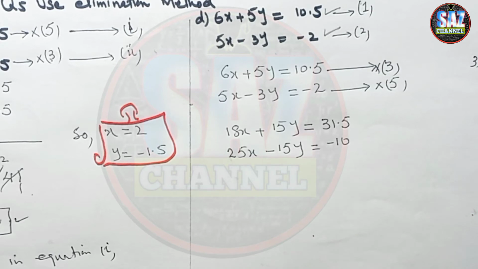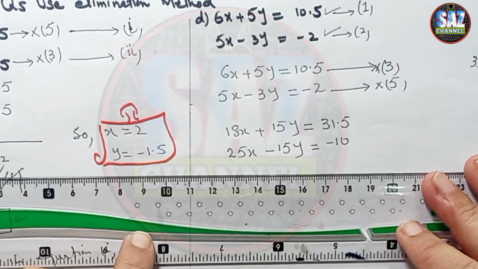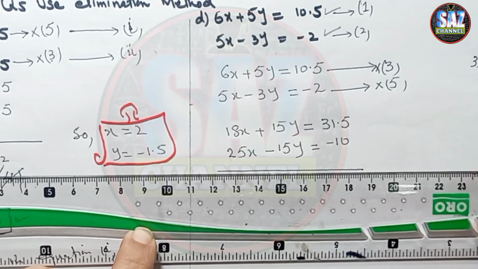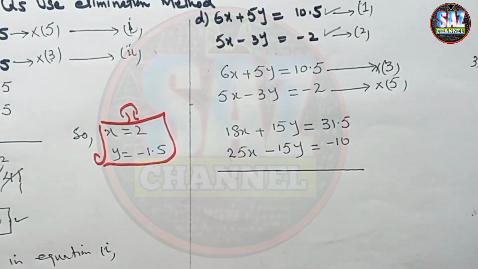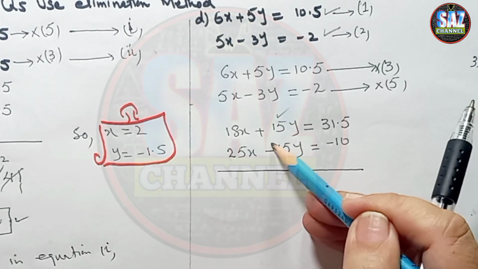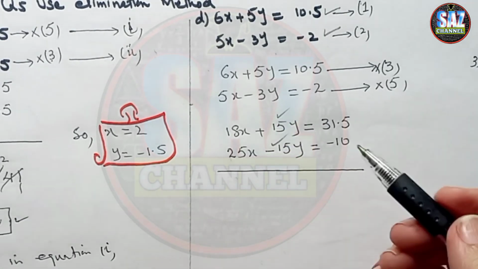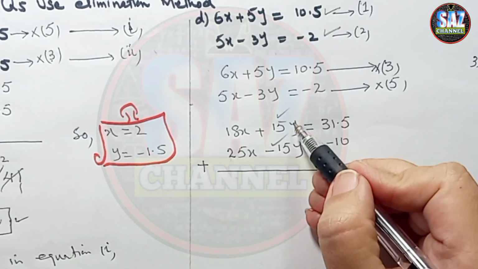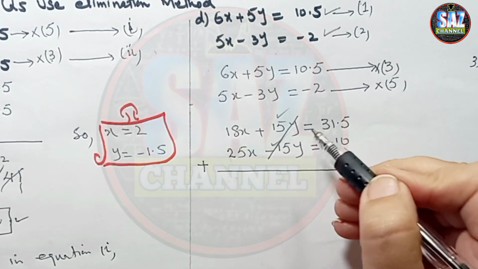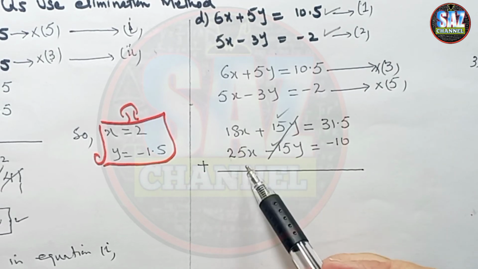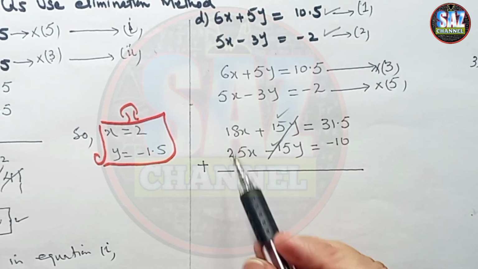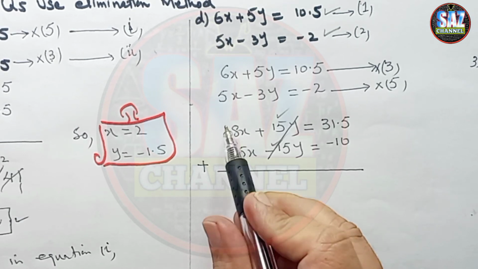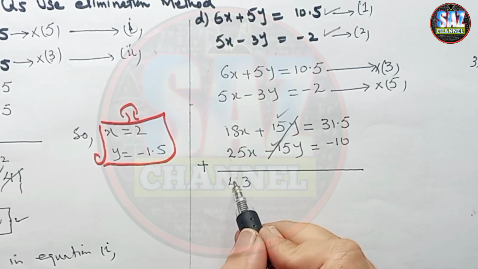Now, if we look at the coefficients of y in both the equations, we can see the coefficient of y in the first equation is positive 15 and in the second equation is minus 15. Same coefficient, opposite sign. What we have to do is just add up the equations. So I can remove the y here and I will be left with the x term. Now I have to add up both the numbers. 18 plus 25 is 43.